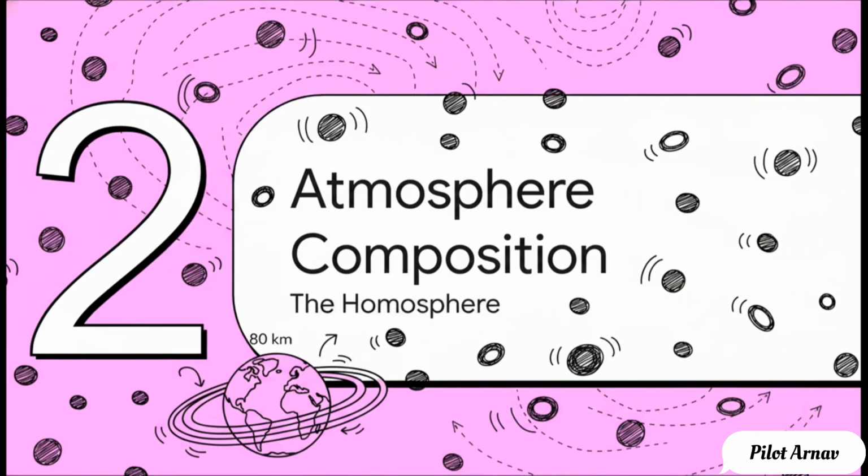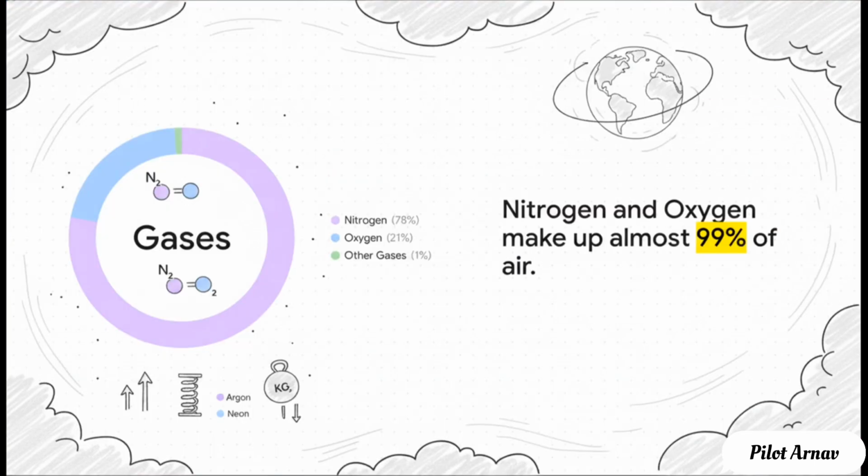Moving on to Section 2, Composition of the Atmosphere. Let's talk about the homosphere. So, let's look at the groundwork of what pilots are actually flying through. From the surface up to about 80 kilometers, we have this uniform, homogeneous mixture of gases that we call the homosphere. Nitrogen makes up about 78% of it, and roughly 21% is oxygen. That leaves just about 1% for argon, carbon dioxide, and a few other trace gases.